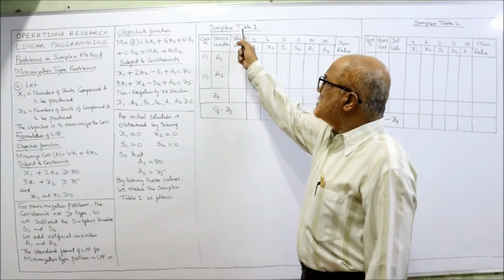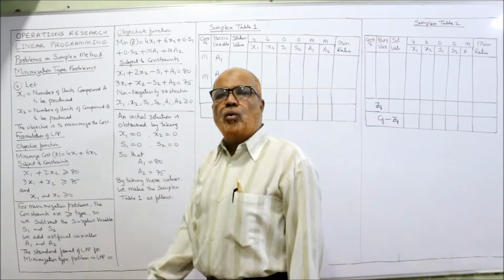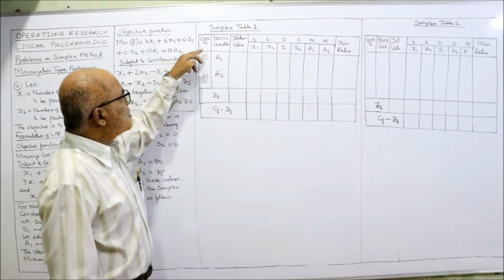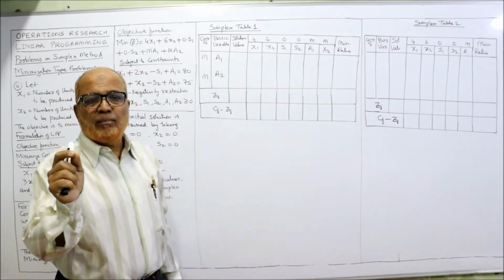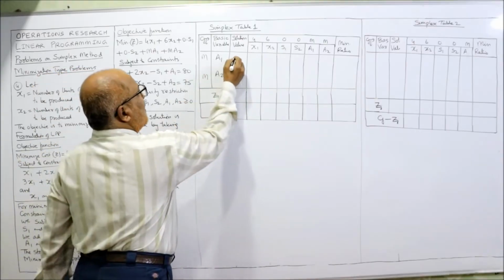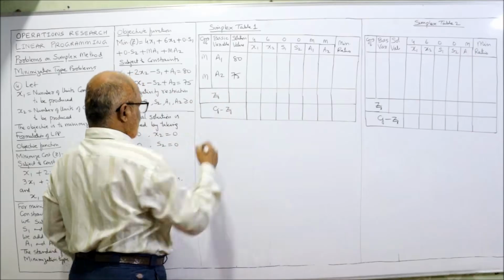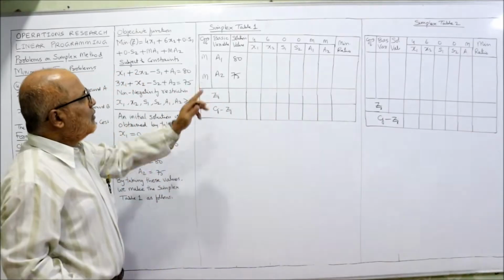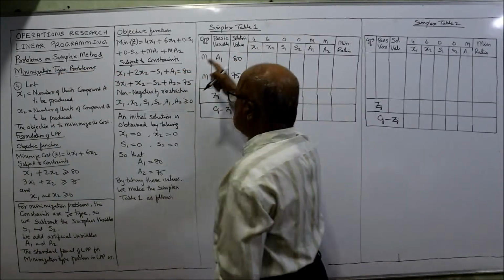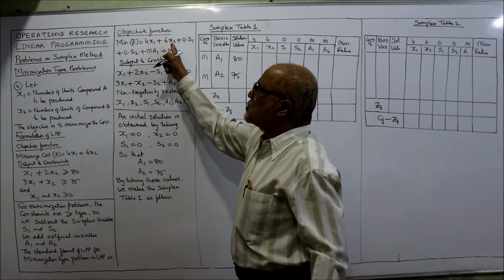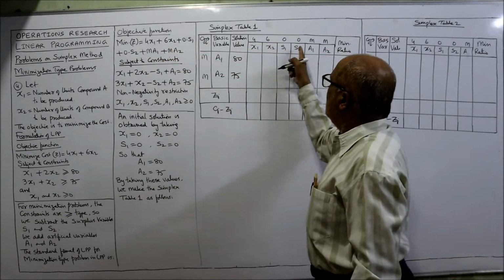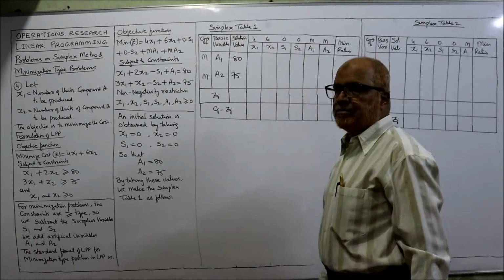First of all, in the simplex table, Cj stands for coefficient of objective function. Cj is there in the row and also Cj is there in the column. The basic variables currently are A1 and A2. A1 is 80 and A2 is 75 here, right? Now the coefficients of the objective function are x1 equal to 4, x2 equal to 6, then S1 is 0, S2 is 0, A1 is M, A2 is M, right?